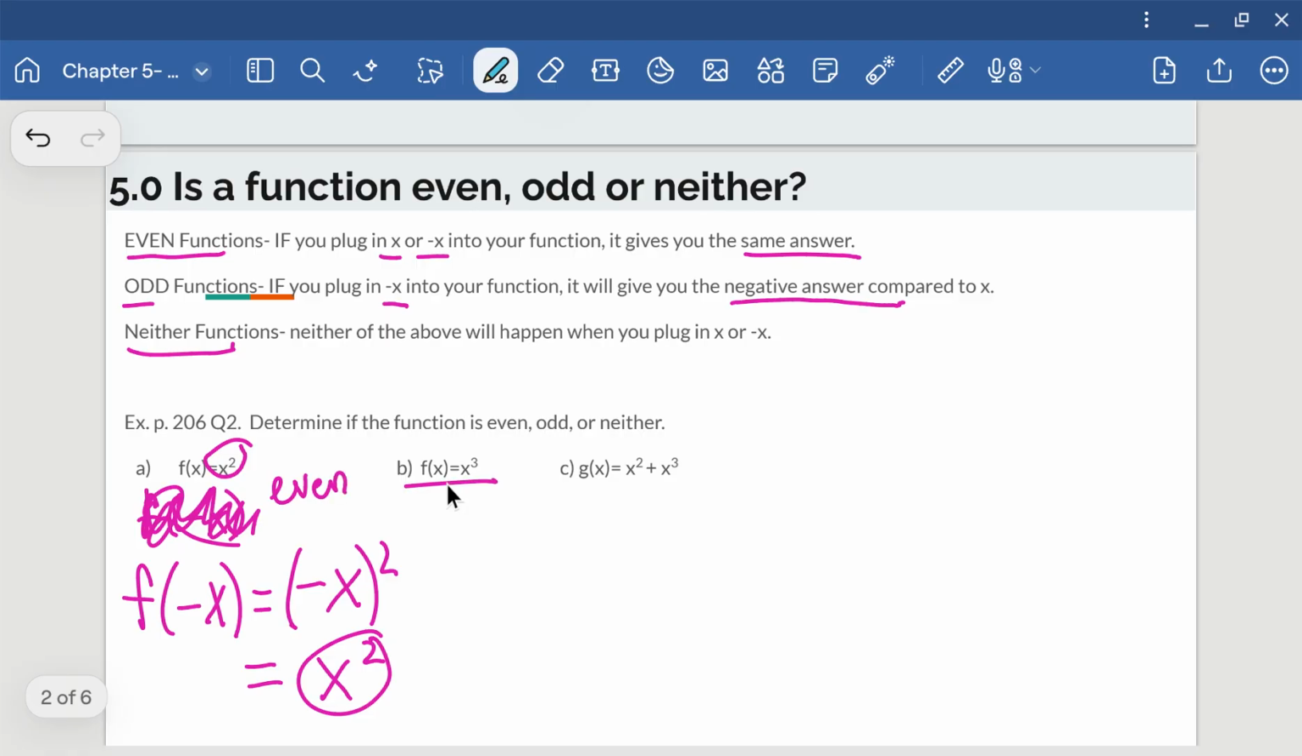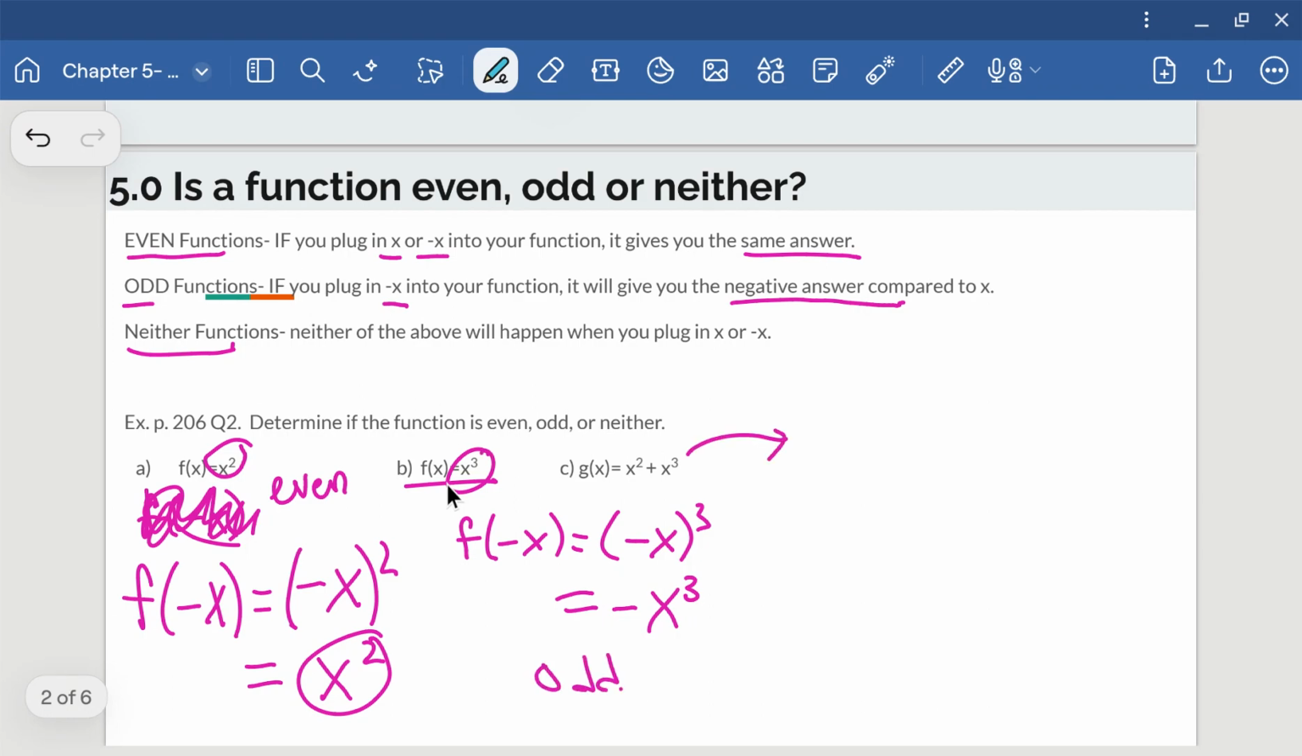Now, if I look at f of x equals x cubed and plug in negative x, I would get negative x cubed. When you multiply that through, the negatives don't cancel, so you get negative x cubed. The fact that you're getting the negative value of your function makes it odd.